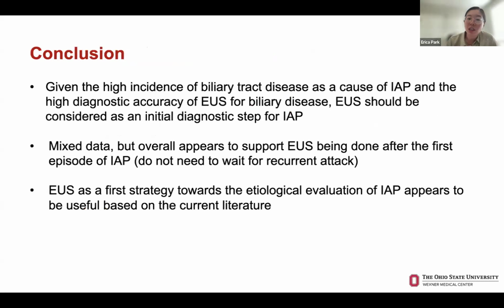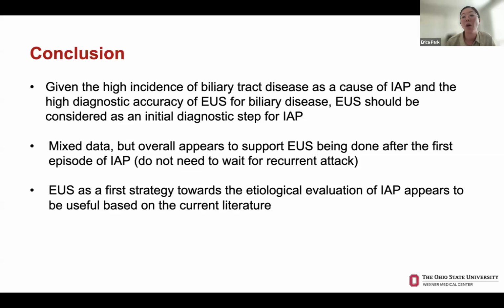So in conclusion, just some takeaway points. Given that there's a high incidence of biliary tract disease like microlithiasis as a cause of idiopathic acute pancreatitis, and knowing that EUS does have a high diagnostic accuracy, and specifically for biliary disease, EUS should be considered as an initial diagnostic step for IAP.